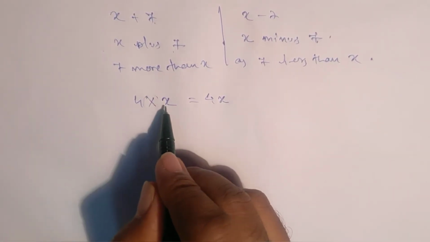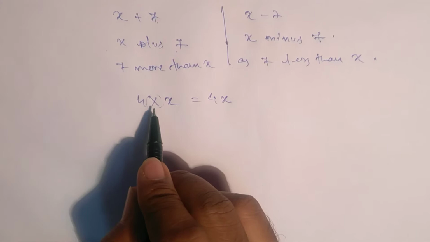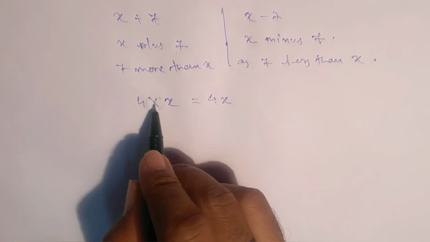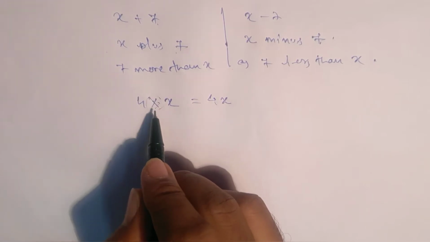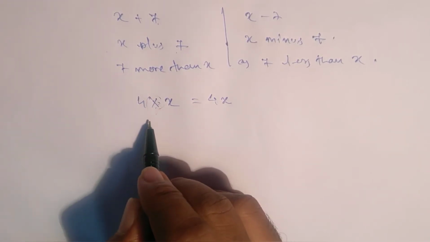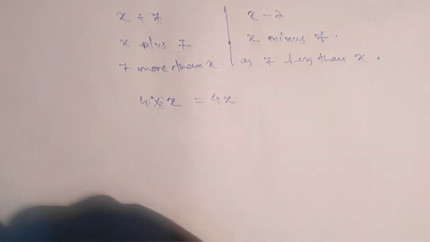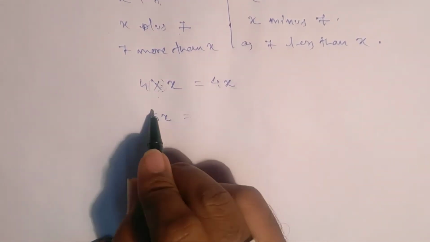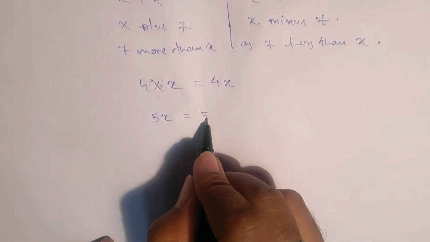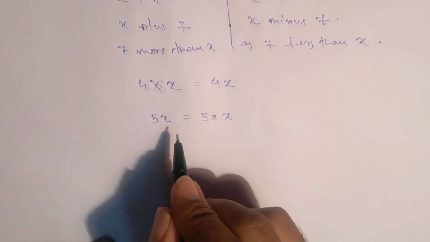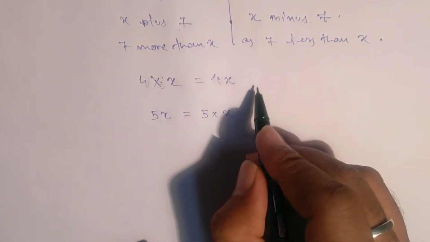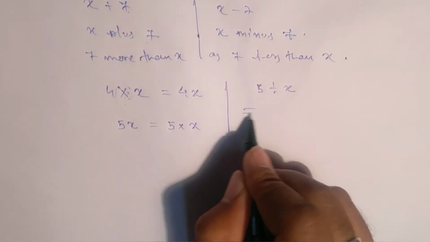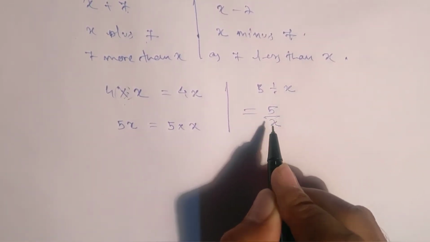Now if you want to write 4 into x, generally we represent it as 4x. To avoid mismatch between the cross and x, we generally do not use the multiplication symbol. Like 5x, you should understand it as 5 into x. Now for division, 5 divided by x can be written as 5 by x in this form also.